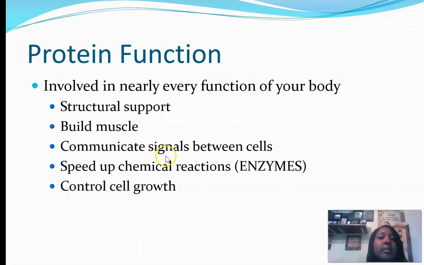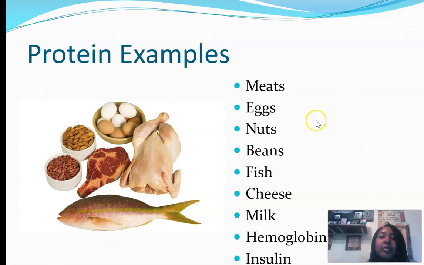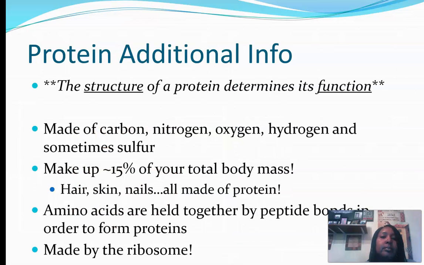All right, so here are some of the functions of protein. They are involved in nearly every function in our body. They provide structural support, build muscle, and communicate signals between cells. They speed up chemical reactions. Those enzymes are proteins, and they also control cell growth. And here are some examples of foods that contain proteins: meats, eggs, nuts, cheese, milk. Hemoglobin is an example of a protein. Insulin is an example of a protein.